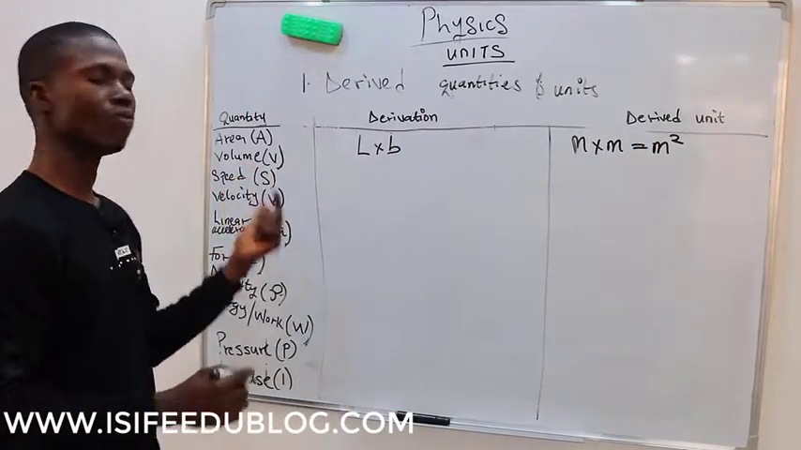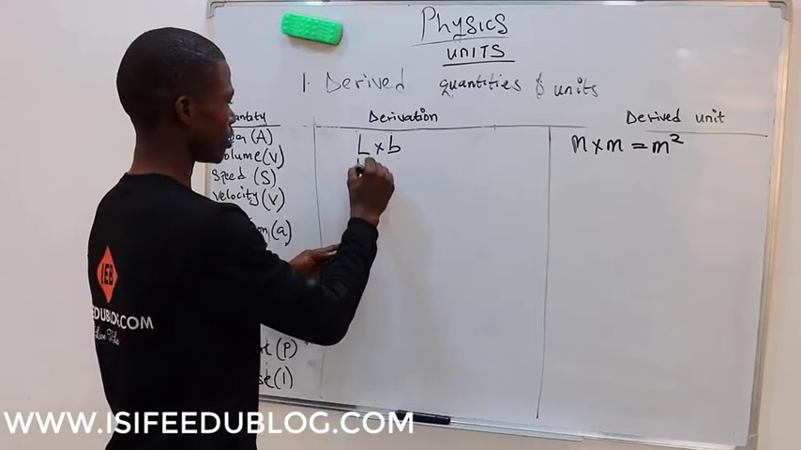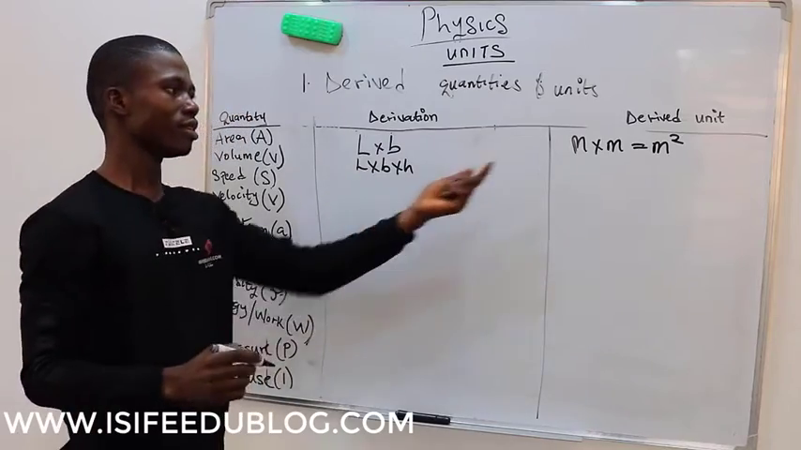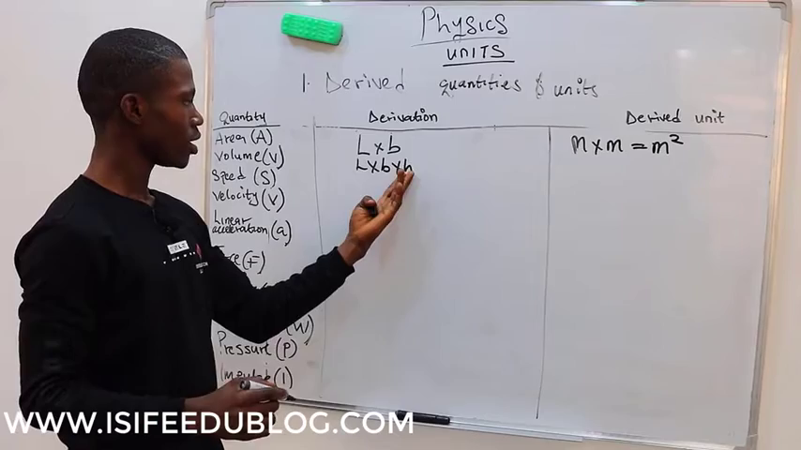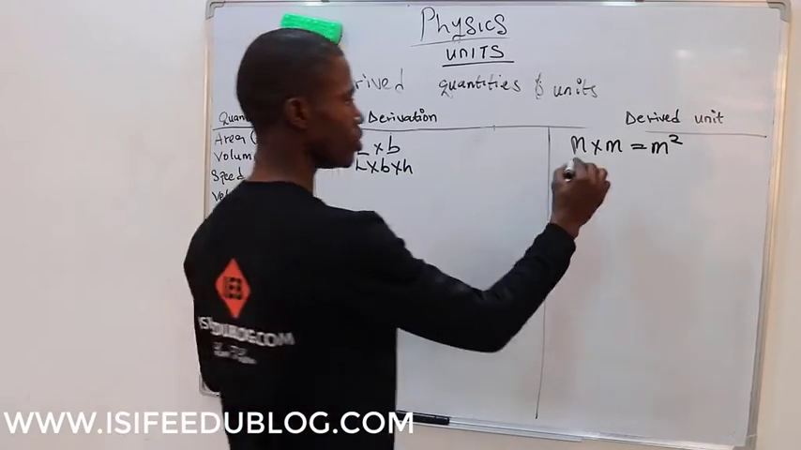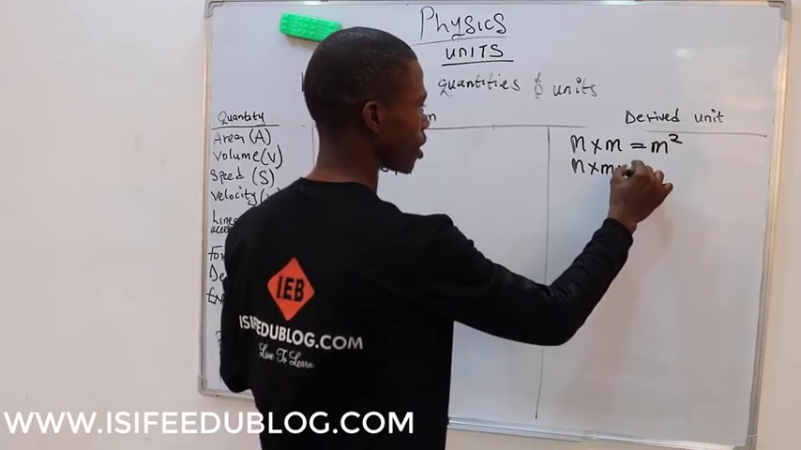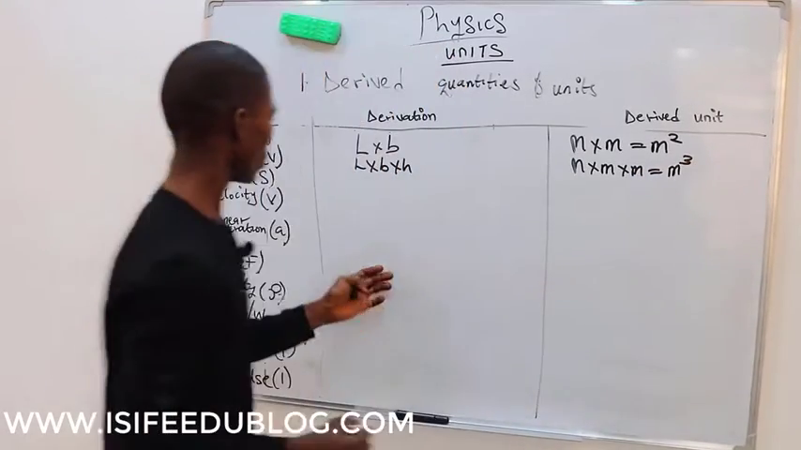The same goes with volume. Volume is length times breadth times height. Length, the unit is meter. Breadth is measured in meter. Height is measured in meter. So the unit goes like this: meter times meter times meter, which will give us meter cubed.